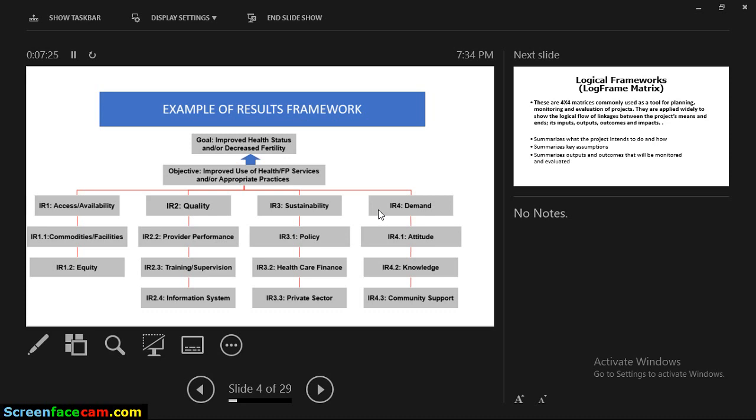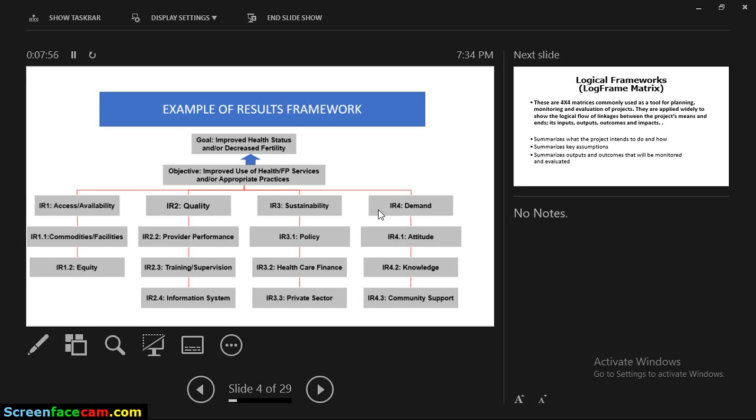Once you start doing your activities, from your activities, there will be something that you can tell has been delivered to the people. There will be immediate results that you are able to see right after conducting that activity. And such results are called output. Are we together?